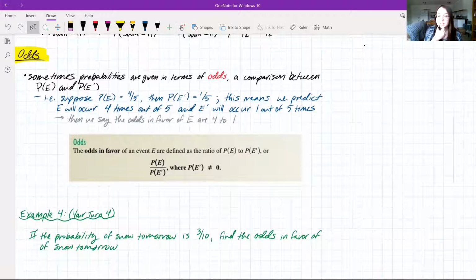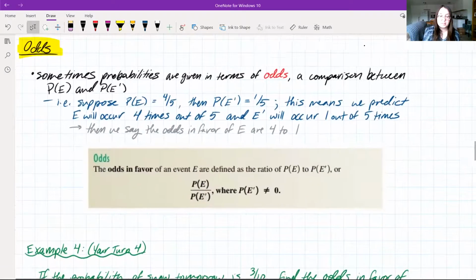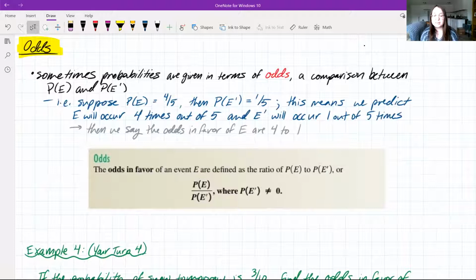All right, so now we're going to get into odds. Sometimes probabilities are given in terms of odds, a comparison between the probability of E and the probability of E complement. So as an example, suppose that the probability of E is 4 over 5. Then the probability of E complement is 1 over 5, because we can get the probability of E complement if we just take 1 minus the probability of E. So 4 over 5 is the probability of E, and the probability of E complement is 1 over 5.